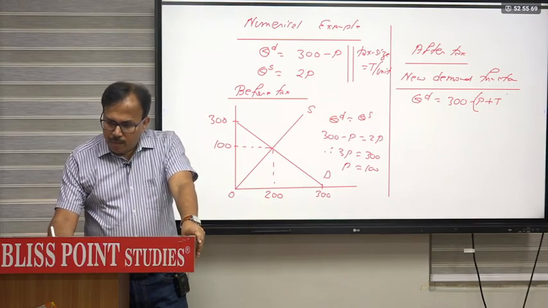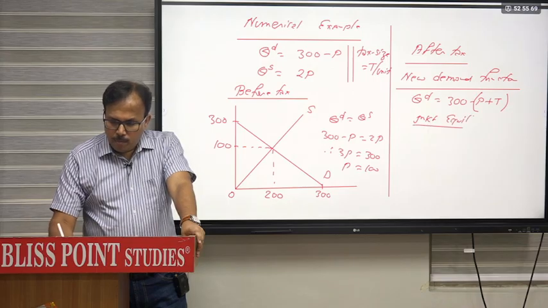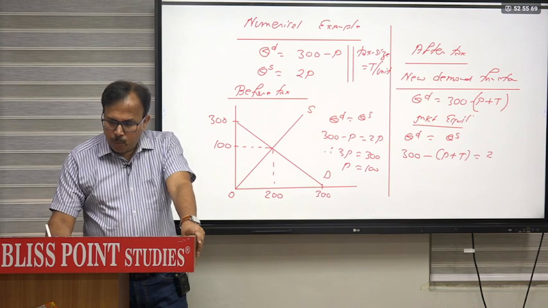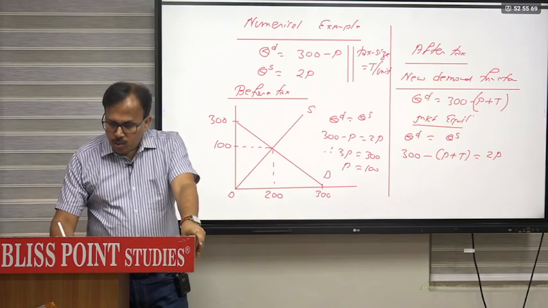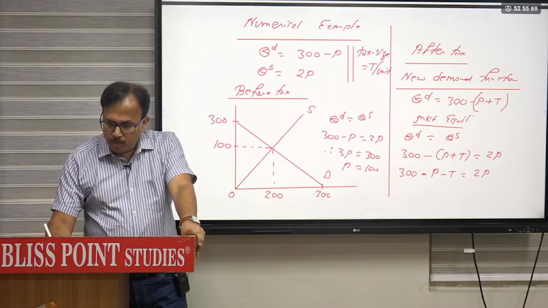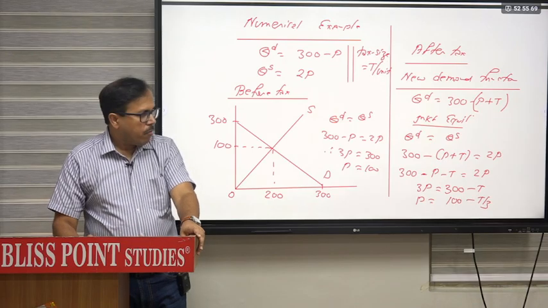So if you modify the demand function, then just write the new market equilibrium. Calculate the new market equilibrium. Quantity demanded equal to quantity supplied. 300 minus P plus T is equal to 2P. Okay, this demand function has changed, and you equate it with supply. So you write 300 minus P minus T is equal to 2P. So that will be 3P is equal to 300 minus T, and price will be equal to 100 minus T by 3.